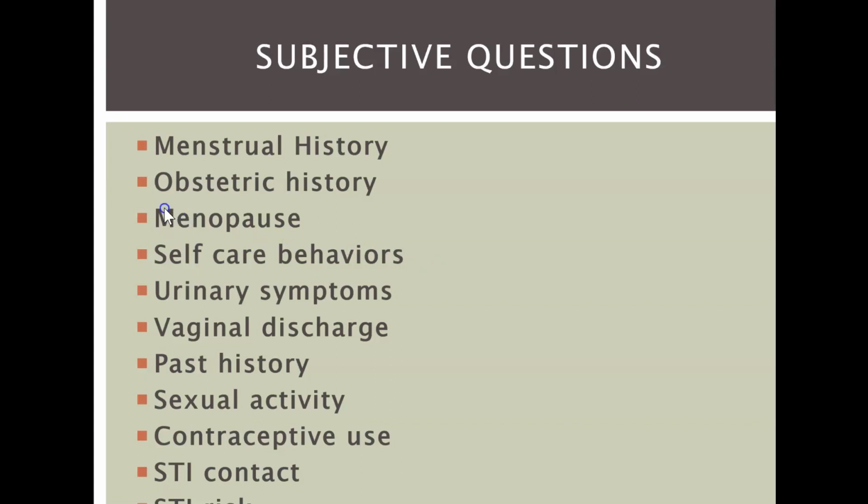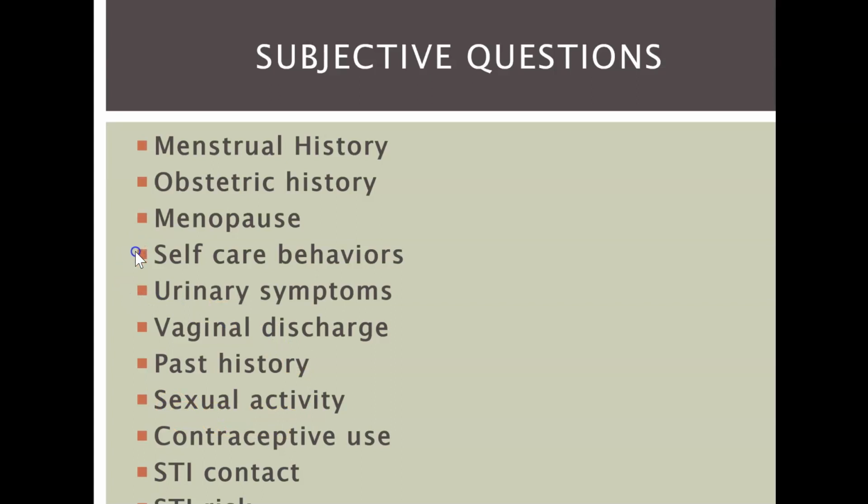Oh, I forgot to tell you guys something as far as pregnancies, but I'll go into the gravida stuff when we talk about the pregnant female. You want to know about any past history, any problems they've had, whether or not they're having any urinary system problems, any vaginal discharge, what their sexual activity is, whether or not they're using any contraceptive, whether or not they've had contact with anybody who has had an STI, and based on their behaviors, whether or not they're at STI risk. You want to know all of those types of things.